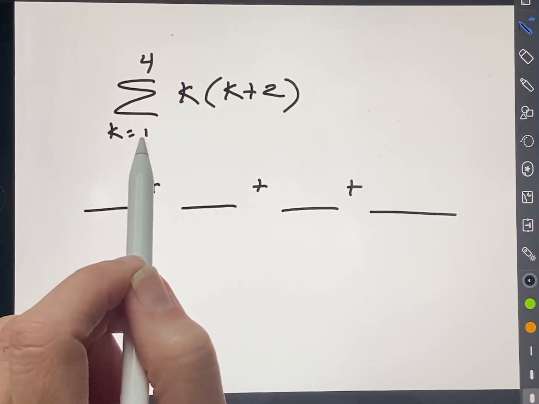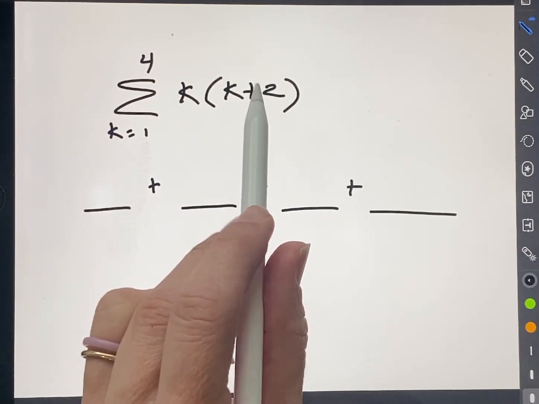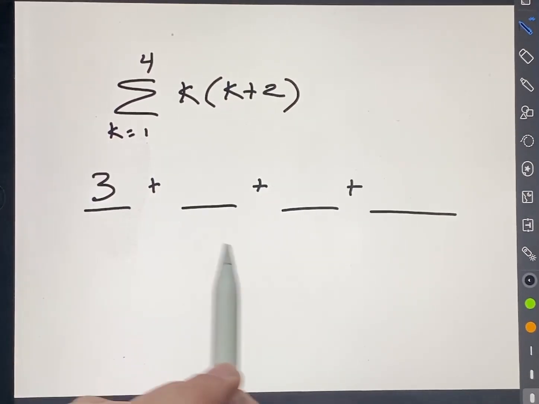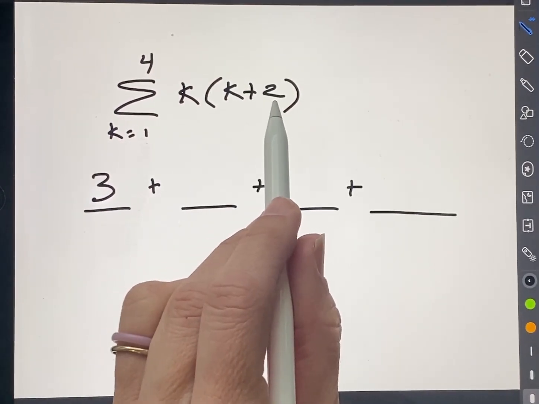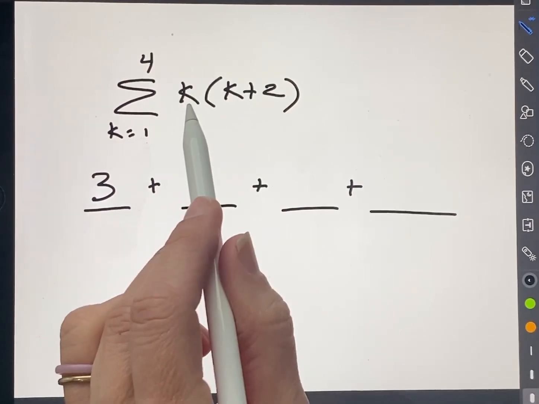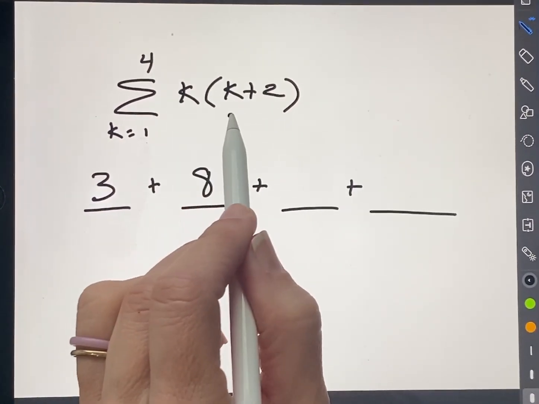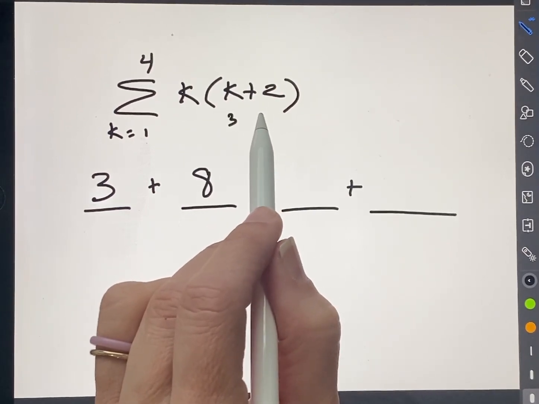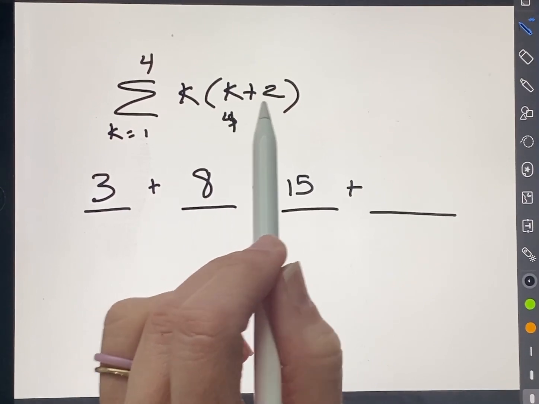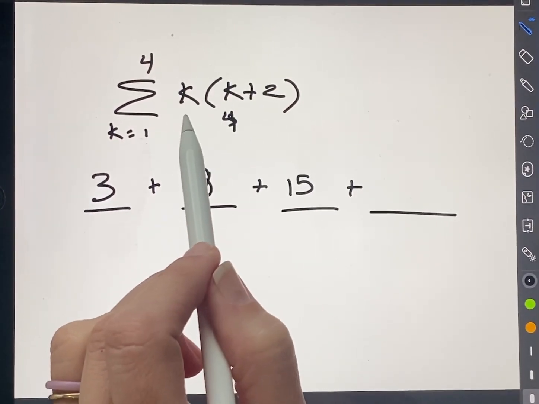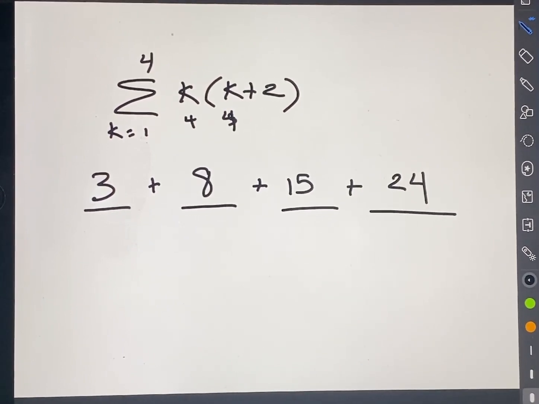What is our first term? We're going to plug 1 in. So 1 plus 2 is 3. 3 times 1 is 3. If we plug in 2, 2 plus 2 is 4. 4 times 2 is 8. I'm going to plug in 3. 3 plus 2 is 5. 5 times 3 is 15. And then 4 plus 2 is 6. 6 times 4 is 24. So these are our new numbers.